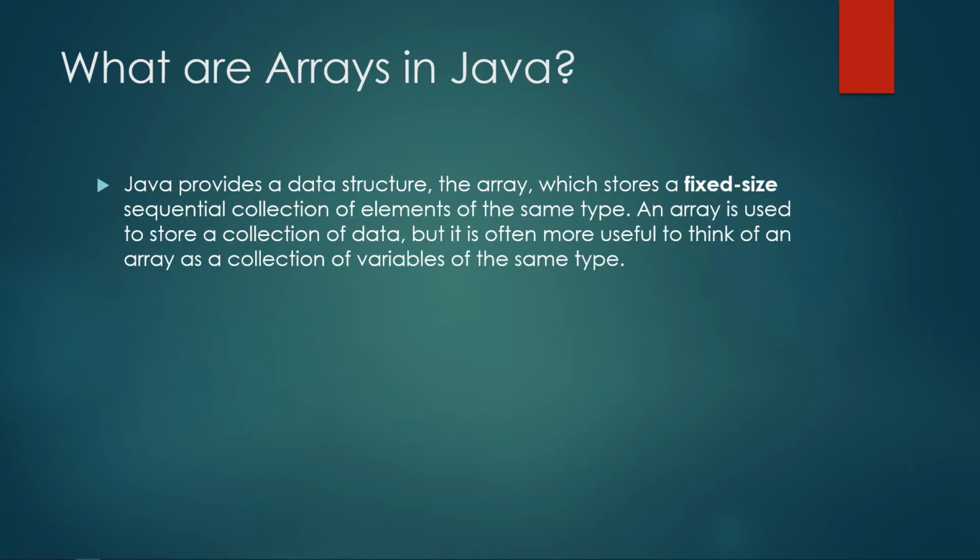So, an array is used to store a collection of data, but it's often more useful to think of an array as a collection of variables of the same type. So, instead of declaring individual variables such as number 0, number 1, number 2, number 3 up to number 99, you can simply declare an array variable and we can store 100 numbers inside that array instead of having 100 variables. So, that is where arrays come in handy.